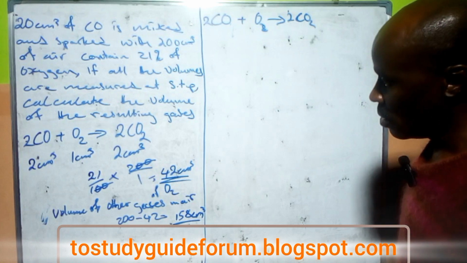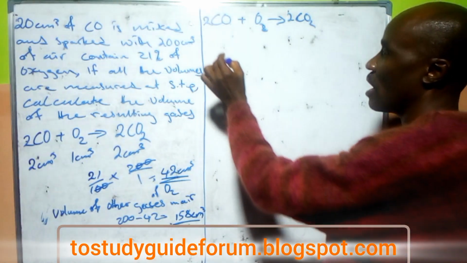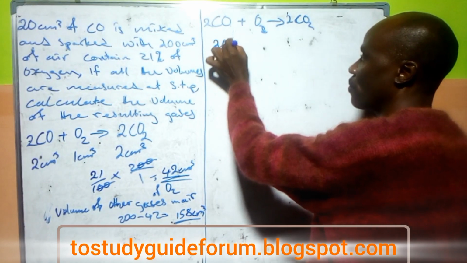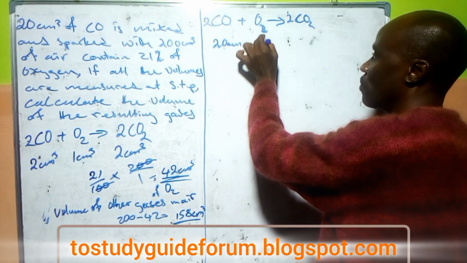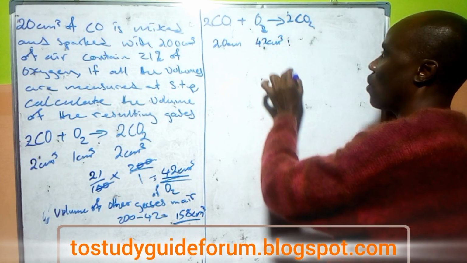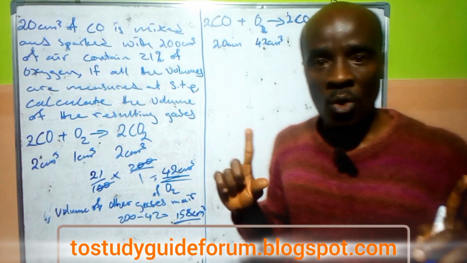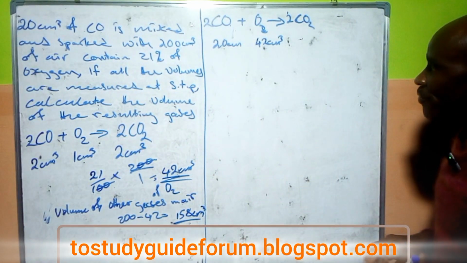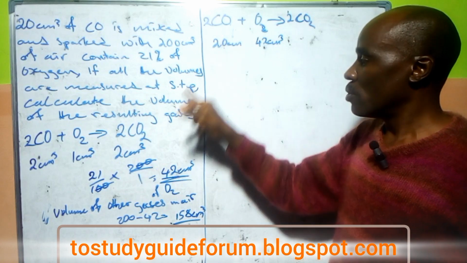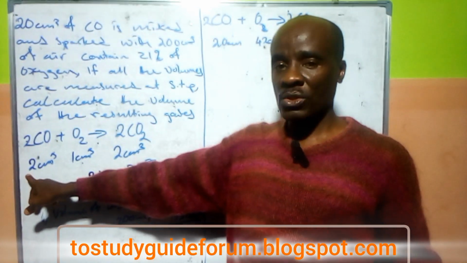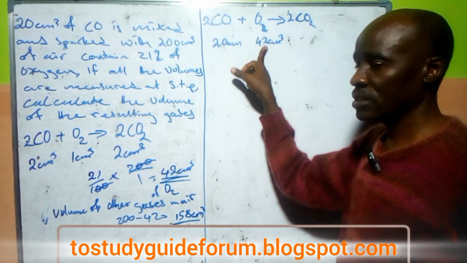Let's just write it here so that we can use it to explain some things that may be necessary. So in this chemical equation, it's now obvious that we have 20 cm³ of carbon(II) oxide combining with 42 cm³ of oxygen. When they combine, they will combine in that simple ratio. Note that in the ratio they should combine is 2:1. But here we have 20, we have 42.